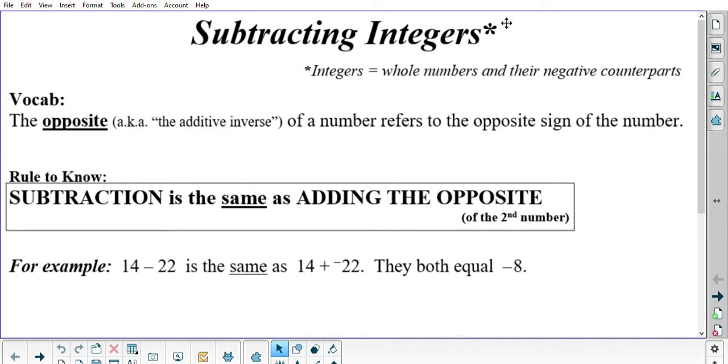Today we're looking at the guided notes called Subtracting Integers. I put a little asterisk next to the word integers. Integers just means whole numbers and their negative counterparts. That's what integers means. We talked about that before on a previous page of guided notes. Let's start with some vocabulary here.